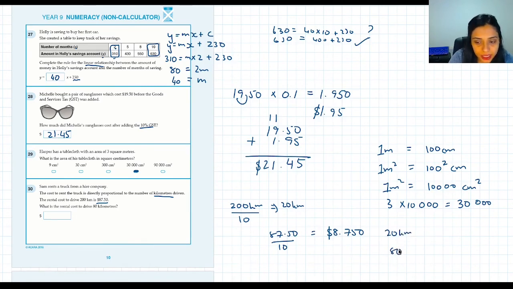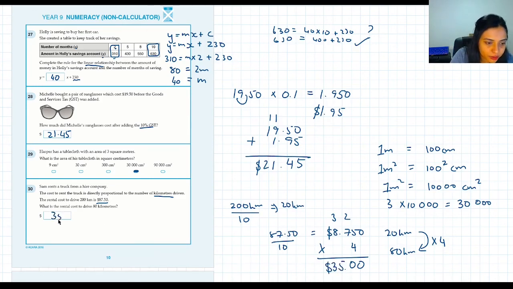So to drive 80 kilometers, which is where you're driving 4 times 20 kilometers, it will cost 4 times $8.75. So let's work that out. 4 times 5 is 20. 4 times 7 is 28. 29, 30. And 8 times 4 is 32. Plus 3 is 35. So it will cost $35 to drive 80 kilometers.